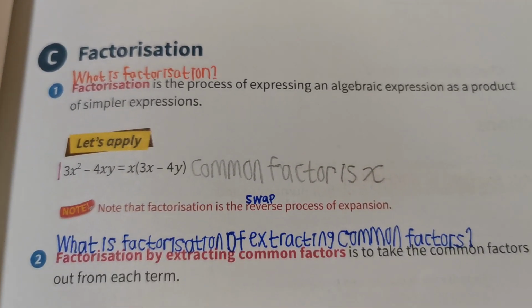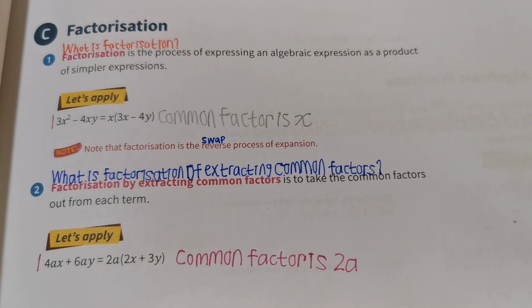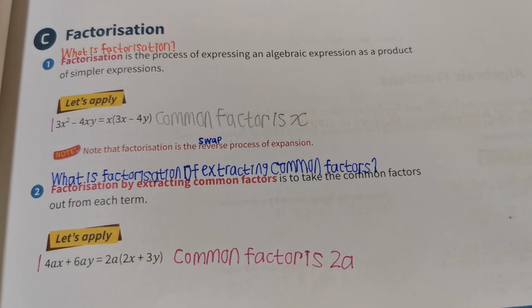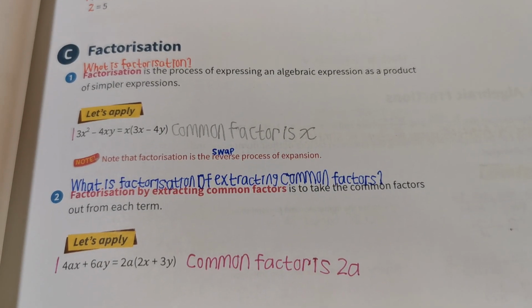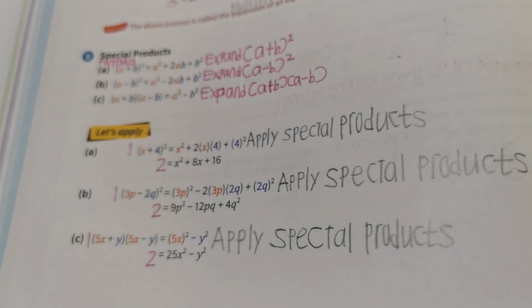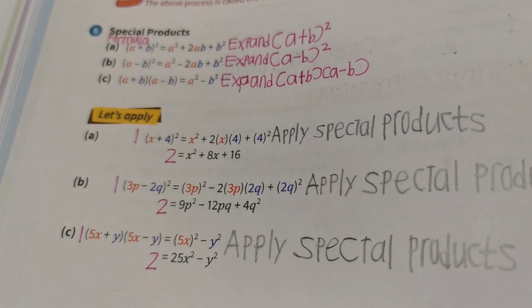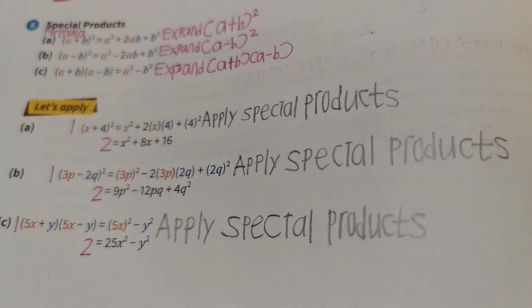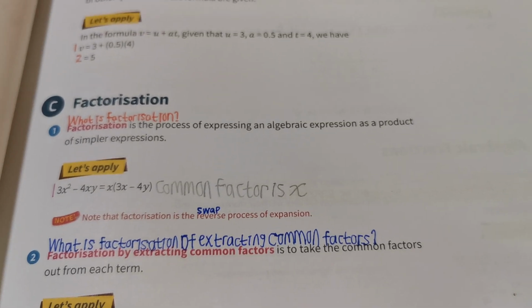And then we go to this one. This one is also the same examples that we learned in the past few years in secondary school. Please have a look at it when you have time. This is also the one, special products. Special products, the expansion part also has. Factorization is the process of the reverse of expansion.